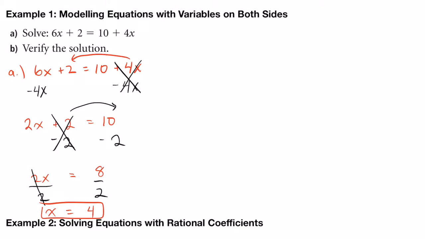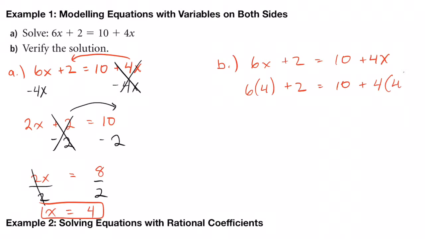And we want to verify the solution. And how we do that is we found out that x equals 4, and all we need to do is substitute the number 4 wherever there is an x. So what that means is you have 6x plus 2 equals 10 plus 4x. So wherever there's an x, I just replace that by the number 4 because x equals 4. So that's 6 times 4 plus 2 equals 10 plus 4 times 4.